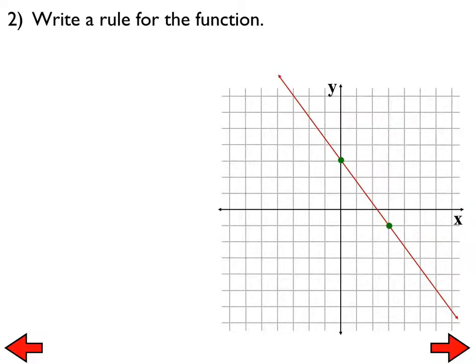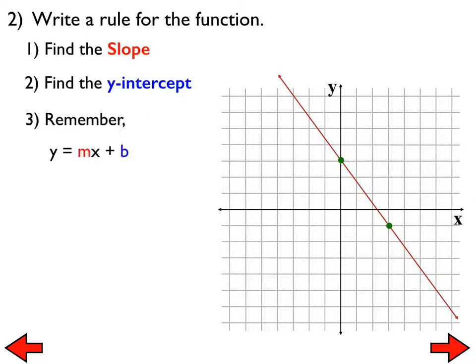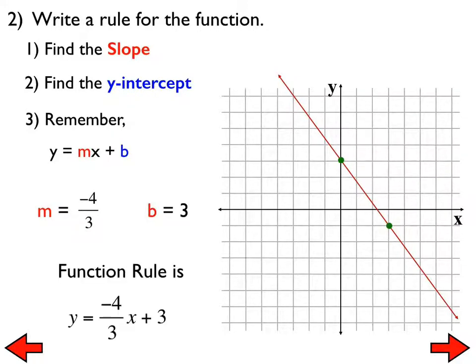Yes? Y equals -4/3 x plus 3. So you want to sentence frame that for me? The function rule for this graph is y equals -4/3 x plus 3. Slope is -4/3. Y-intercept is positive 3. So the function rule is y equals -4/3 x plus 3. Is this a proportional relationship? Yes or no? No, it is not.